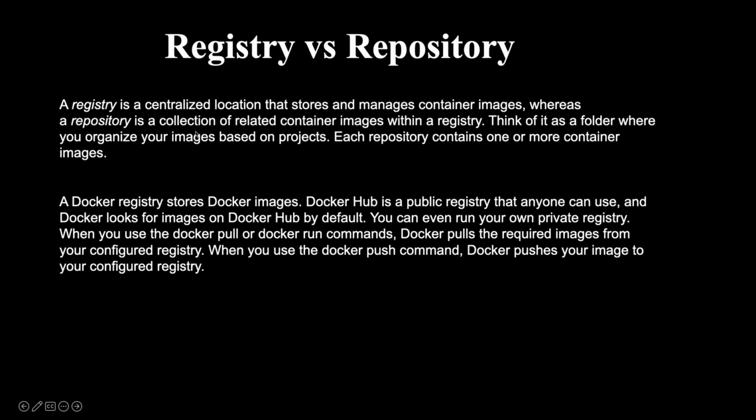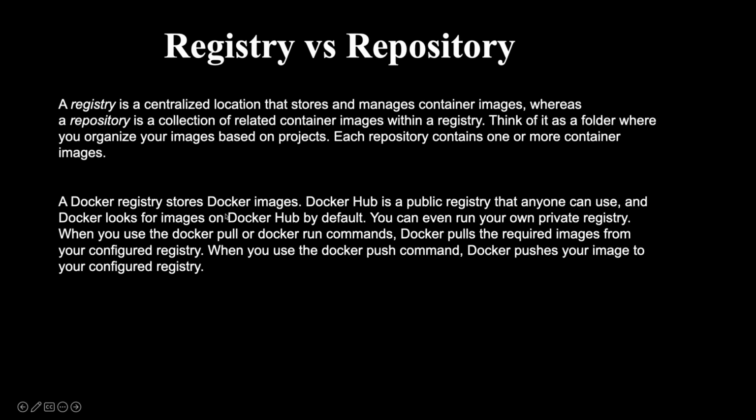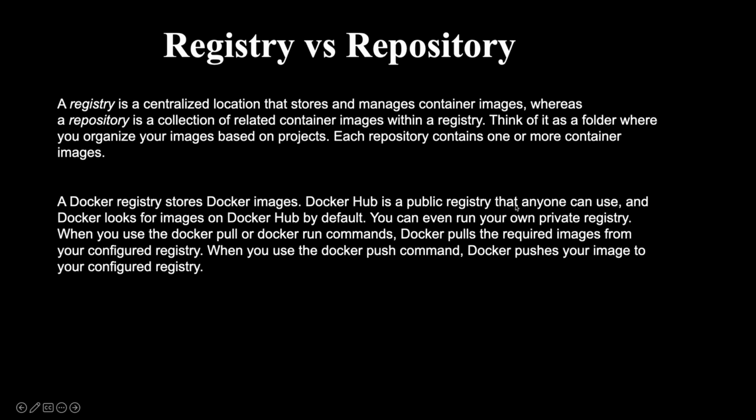So we have a public registry where you can find containers. For example, Docker Hub is a public registry that you can go to and fetch, let's say, Node.js 19. Whereas a repository is just a collection of related container images within a registry. So a Docker registry just stores Docker images. As I talked about, Docker Hub is a public registry that anyone can use.